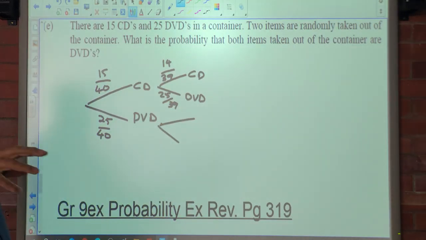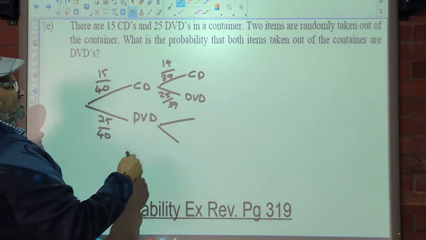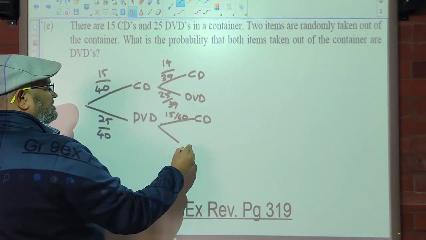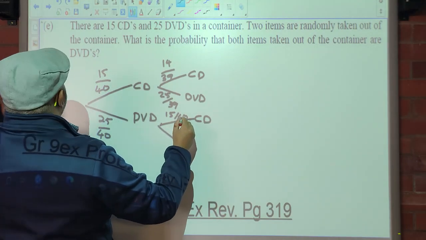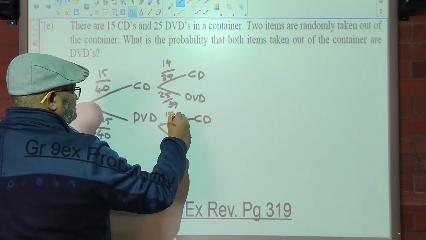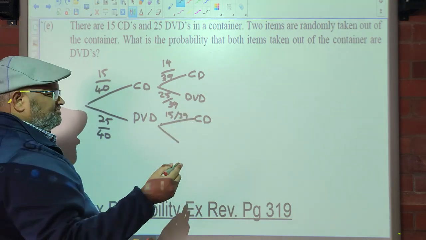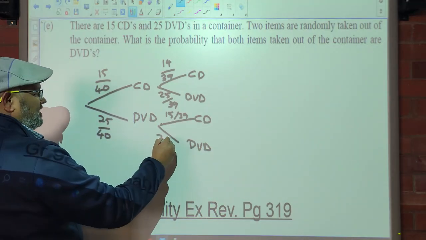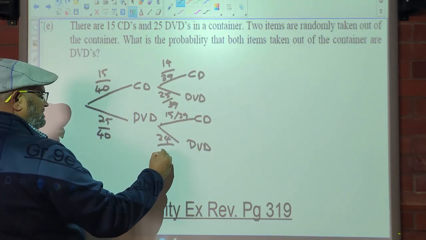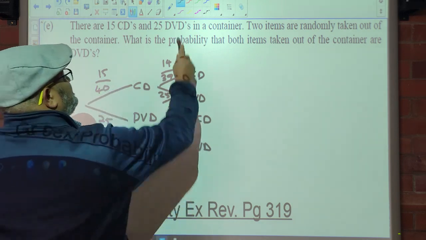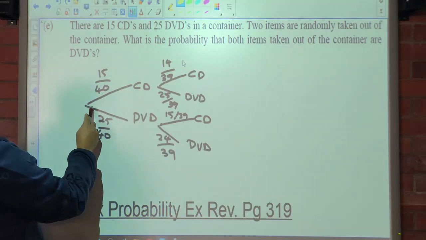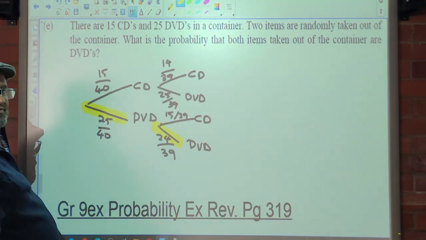However, if you had drawn a DVD on your first draw, then how many CDs are left? 15 out of 39. So there was one less in the total. DVDs, 24 out of 39. And what's the condition? The condition says, what's the probability that both items taken out of the container are DVDs? So that's the branch I must follow.